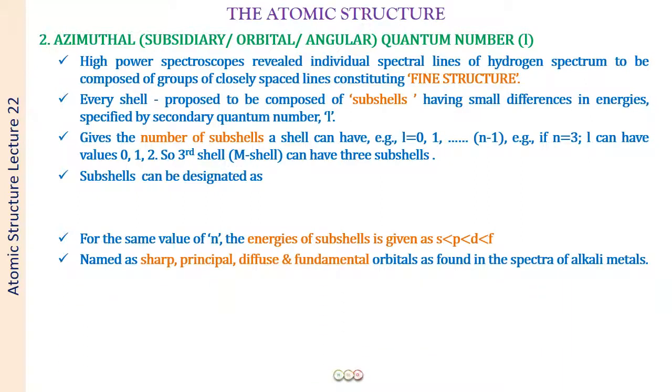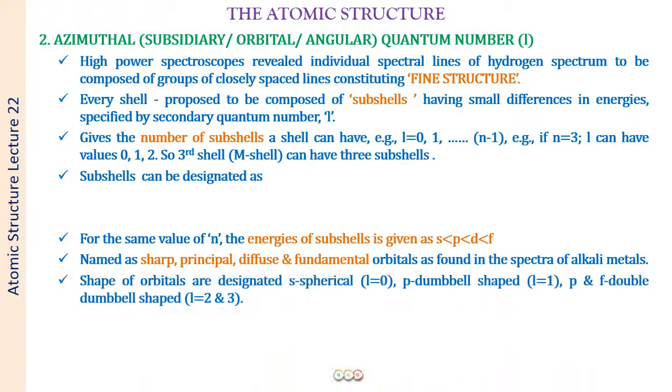And these subshells, they are given the designation s, p, d, f because of the study of the spectra of the alkali metals, and they are named as sharp, principal, diffuse, fundamental orbitals. So that is why s is sharp, principal is p, diffuse is d, and fundamental is f.